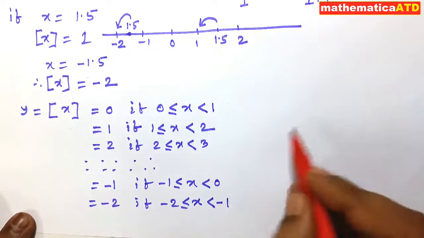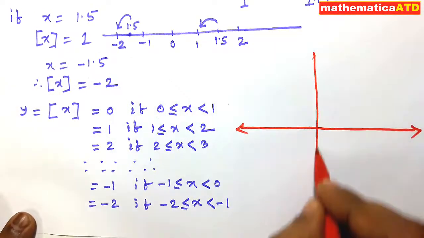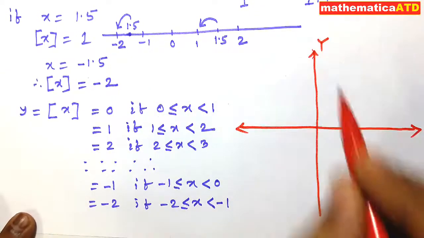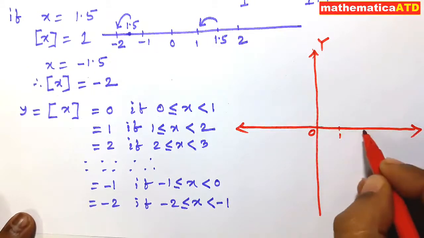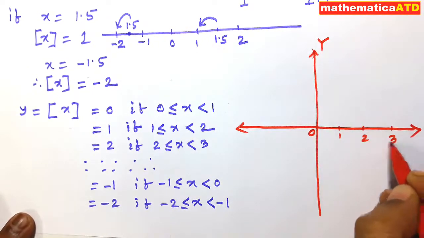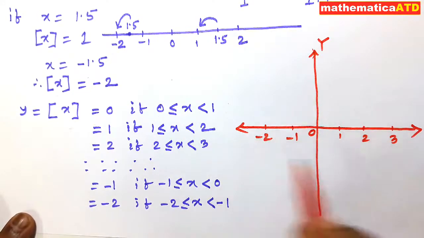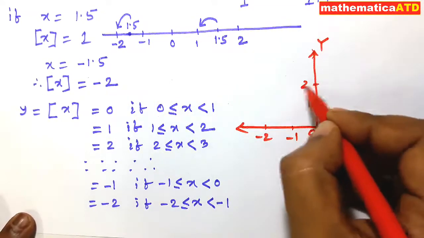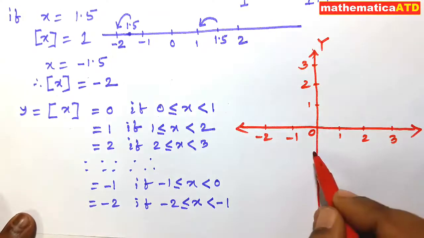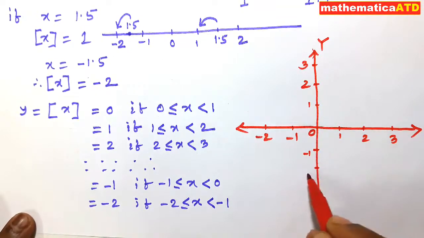Say this is the x-axis and this one is the y-axis. This is the origin. Say this is 1, 2, 3 and so on. Minus 1, minus 2 and so on. Here also on this y-axis 1, 2, 3 and so on. On the negative side also minus 1, minus 2, minus 3 and so on.